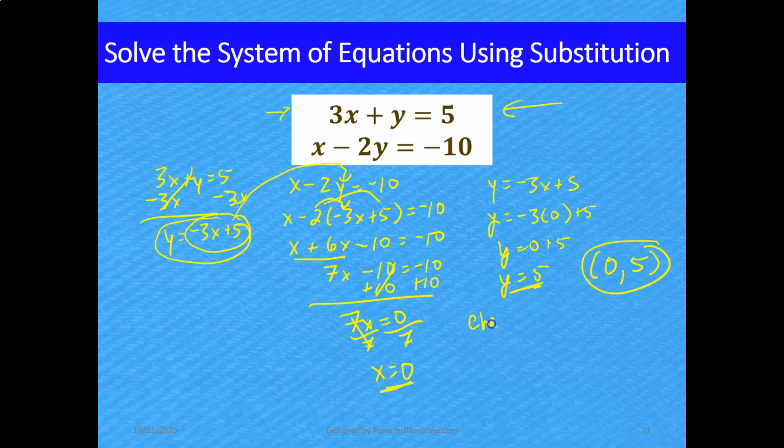Last but not least, I will do a quick check. My first equation was 3x plus y equals 5. Plug in 0 for x, 5 for y. Anything times 0 is 0. I do, in fact, get 5 equals 5. Second equation, I had x minus 2y equals negative 10. 0 minus 2 times 5 equals negative 10. I get negative 10 equals negative 10.